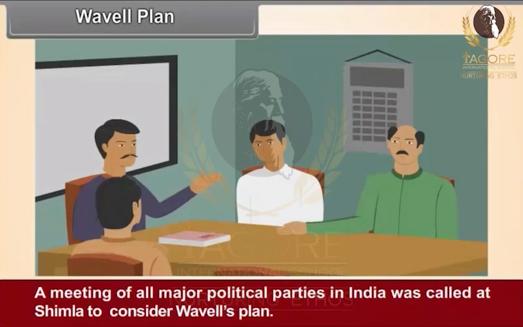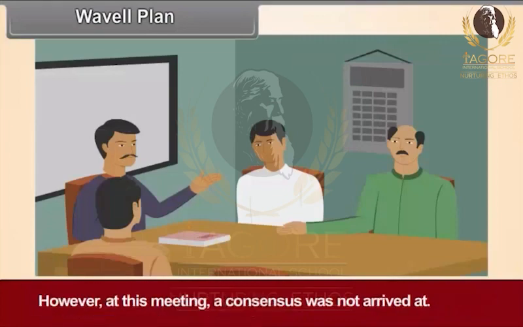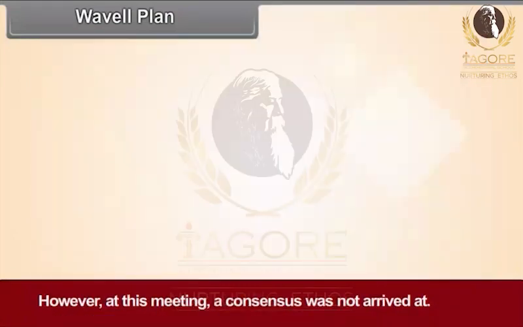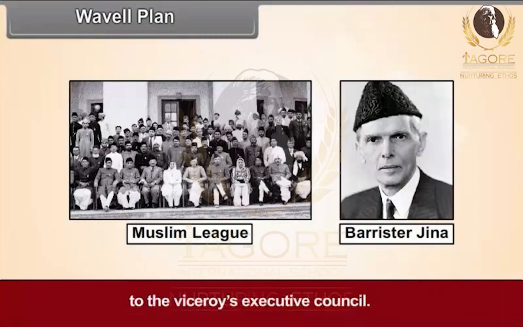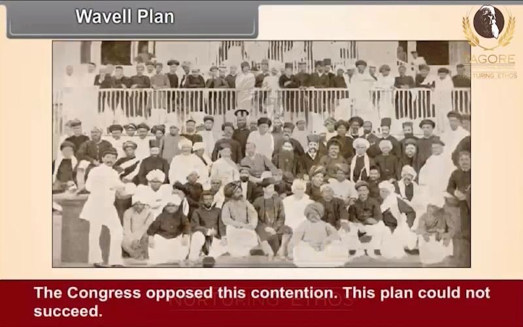A meeting of all major political parties in India was called at Shimla to consider Wavell's plan. However, at this meeting, a consensus was not arrived at. Barrister Jinnah insisted that only the Muslim League should have the right to suggest the names of Muslim representatives to the Viceroy's Executive Council. The Congress opposed this contention. This plan could not succeed.